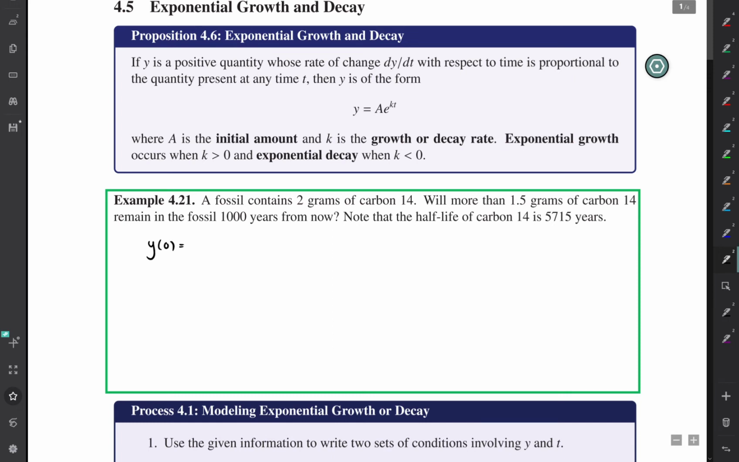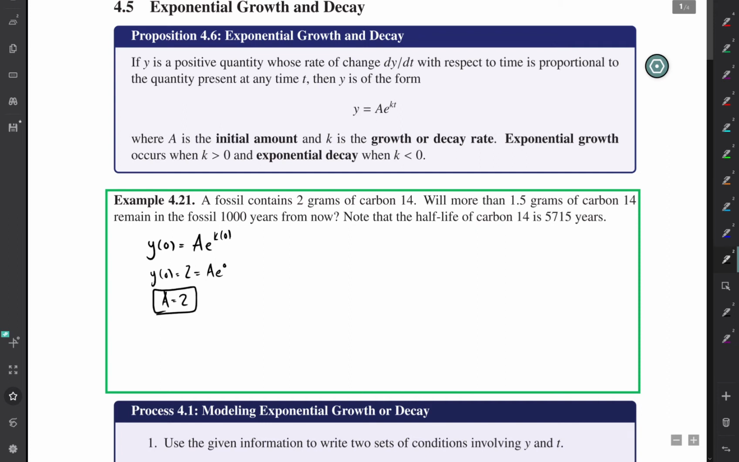Okay, so if we use this equation, at time 0, the initial amount y of 0 is a e to the k times t, which we haven't solved for, but t is 0. So the amount at time 0, which we said was 2 grams, is a e to the 0, or just a. So we solved at time 0 that a equals 2.